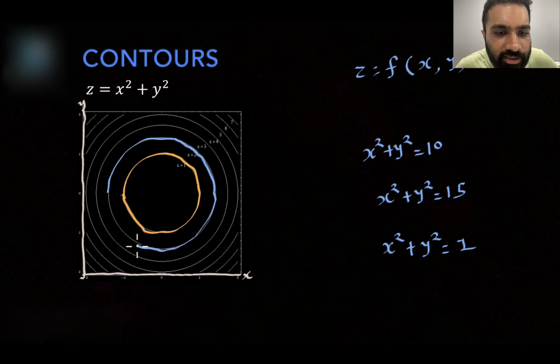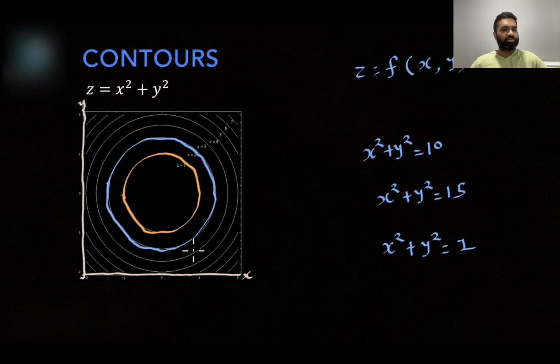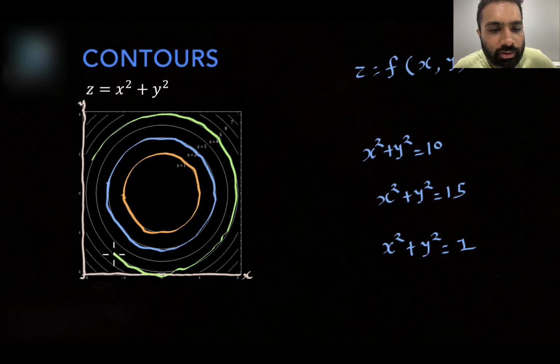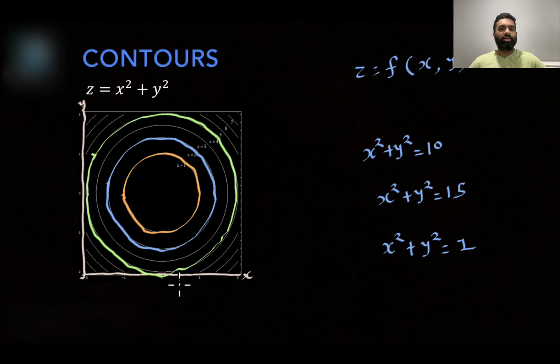So this orange curve is a level curve, and this blue curve is also a level curve. I will draw another curve using the green color, which is x square plus y square equal to 4. This is also another level curve. And the collection of all these level curves are the contours of the function x square plus y square. So for a two-variable function, I can plot the contours on the Cartesian coordinates.